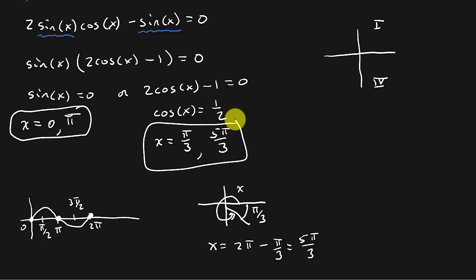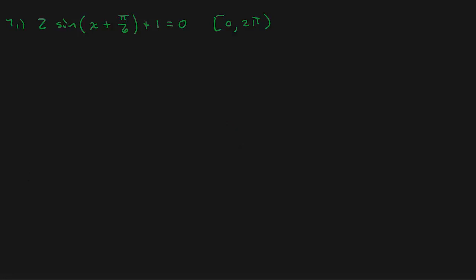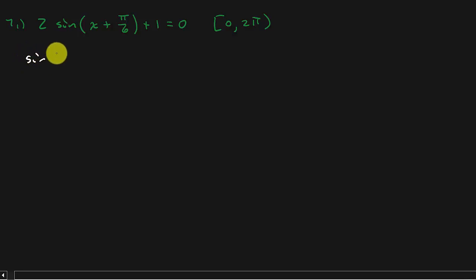All right, let's look at this one. All right, so here's our last problem. So this doesn't look too fun, does it? So let's see what we've got here. So I've got 2 sine plus 1 equals 0. So probably what I need to do here is solve for sine, right? So let's do that. So I'm going to get sine of x plus pi over 6 equals negative 1/2.